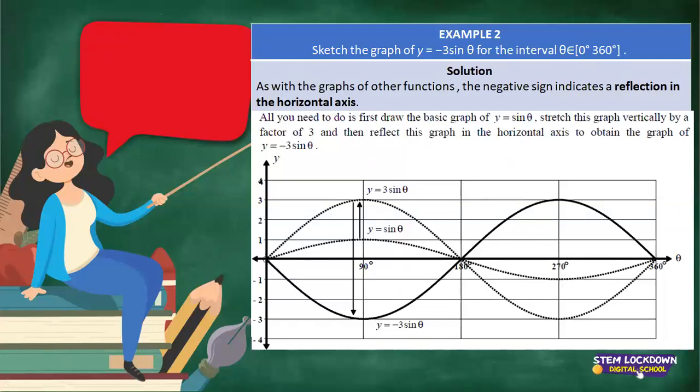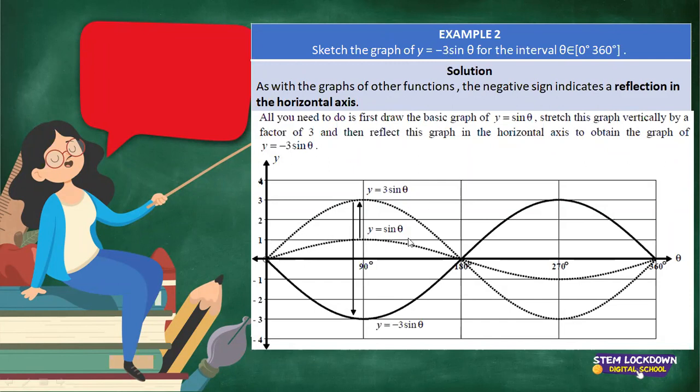But you don't even have to use the values at all. What we must do is just understand what this equation means. This negative implies that our standard graph has been reflected about the x-axis. That's the meaning of this minus here. The standard graph y equals sine theta now has an amplitude of 3.